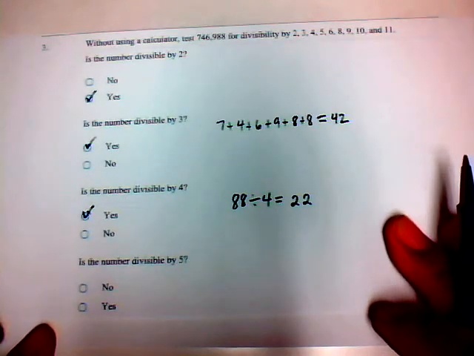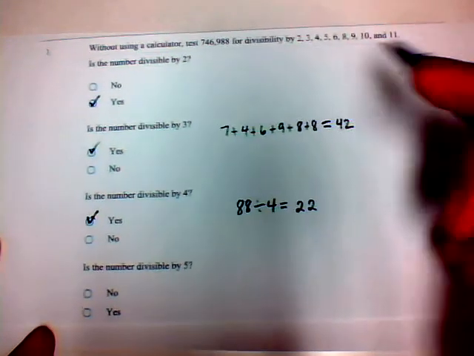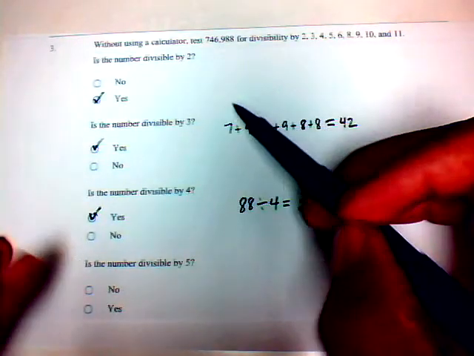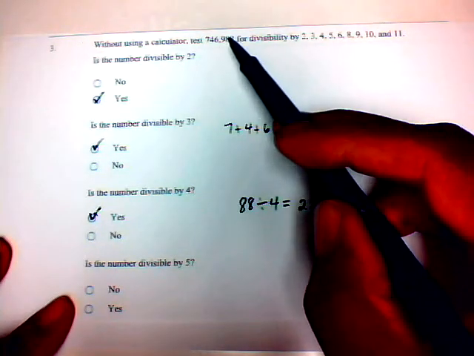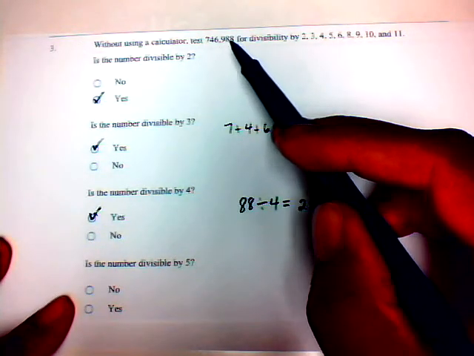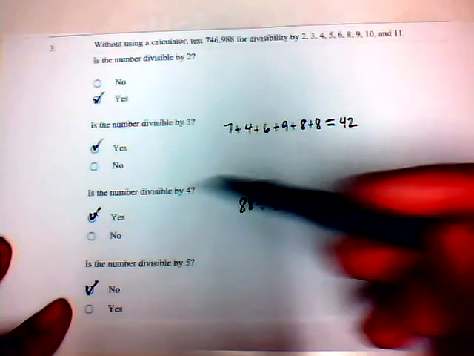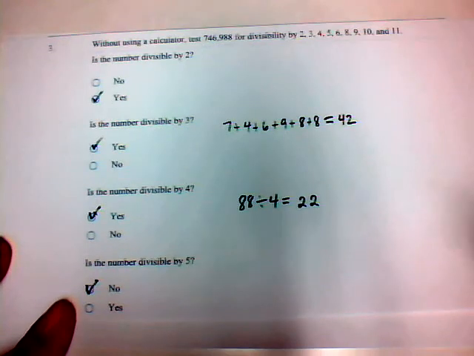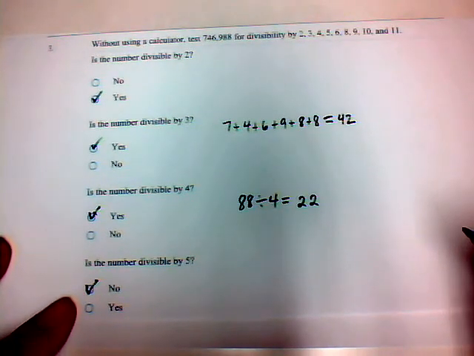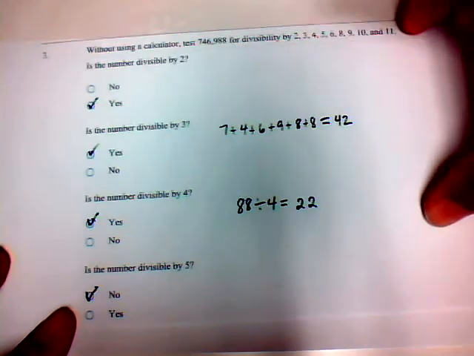Okay, is this number divisible by 5? The answer is no, because for 5, the last digit must be a 0 or a 5. In this case, it ends in 8. So we can say that no, this number is not divisible by 5. All right, and there is more to this one.